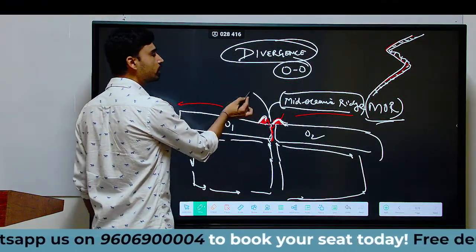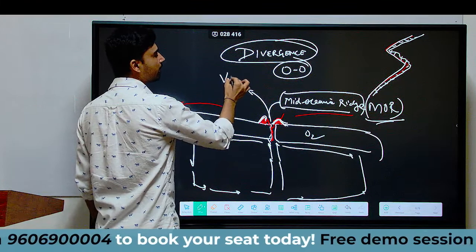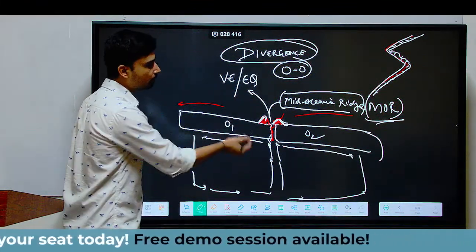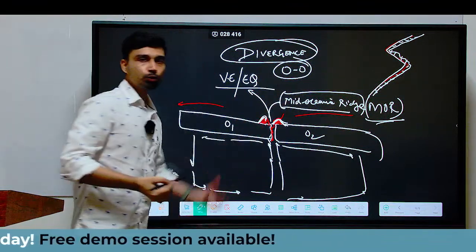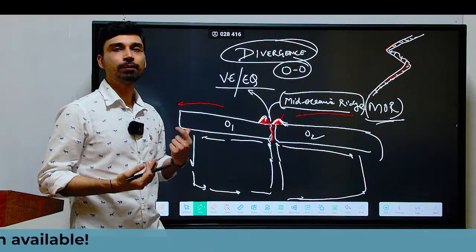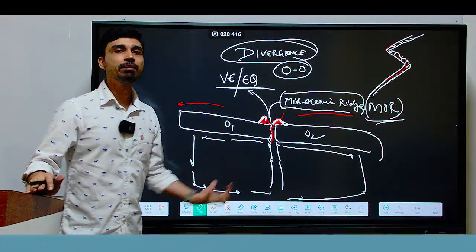What kind of geophysical phenomena can you expect here? Obviously we will have volcanic eruption, we will have earthquake, and since it is happening in the middle of the ocean, what can you expect? You can expect tsunami to occur. However, the probability of occurrence of tsunami is relatively lesser here.